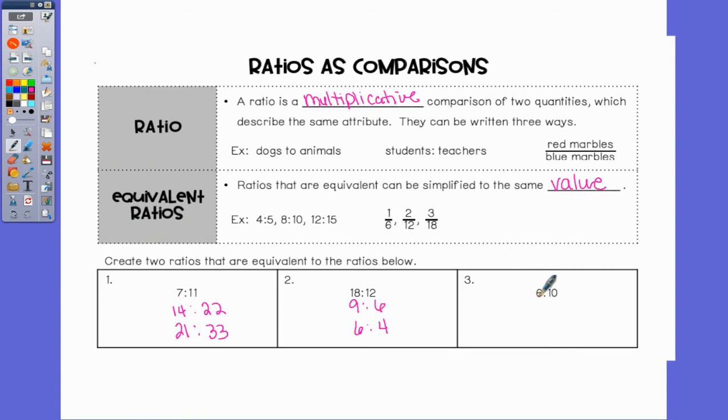Okay, how about here? I could divide this one by 2 and get 3 to 5. And then I can't divide again, so I could double this, or multiply by 2, and get 12 to 20. There's lots of different choices here when you're making equivalent fractions or equivalent ratios. They are equivalent fractions in case you haven't figured that out as well.